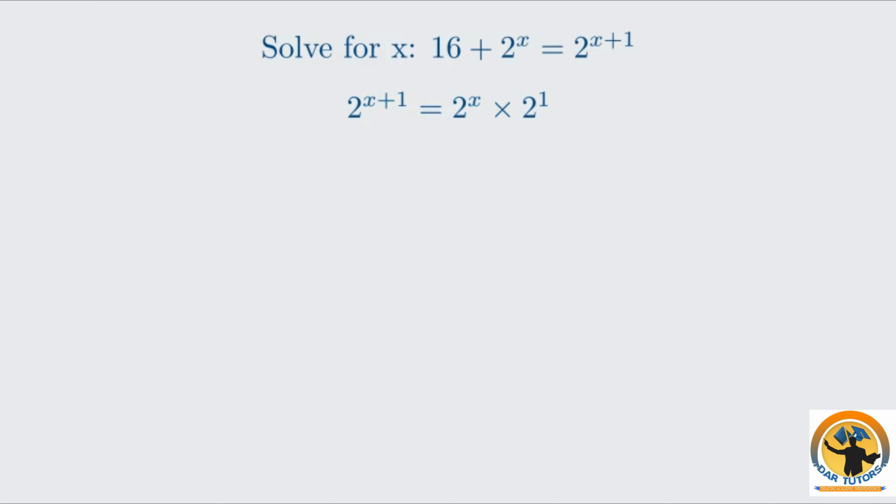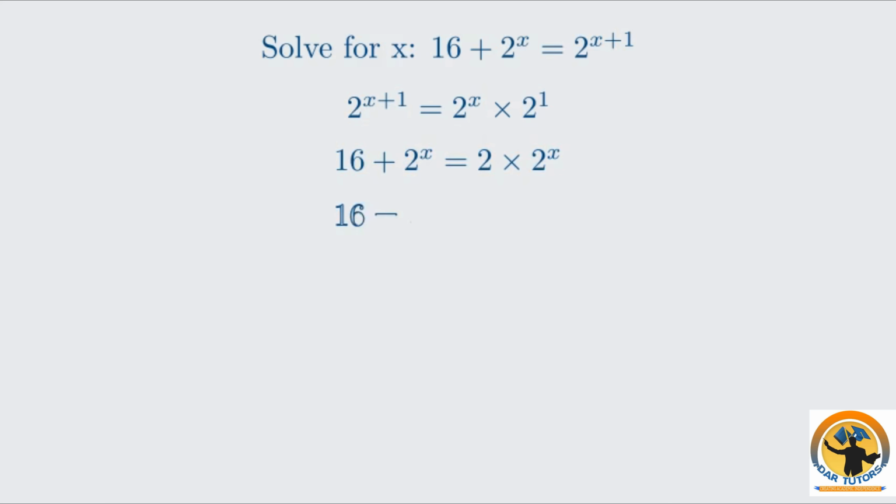Now let's substitute this back into our equation. We have 16 plus 2 to the x equals 2 times 2 to the x. Notice that we have the term 2 to the x on both sides. This suggests we can treat it like a single variable. Let's move all the 2 to the x terms to one side.